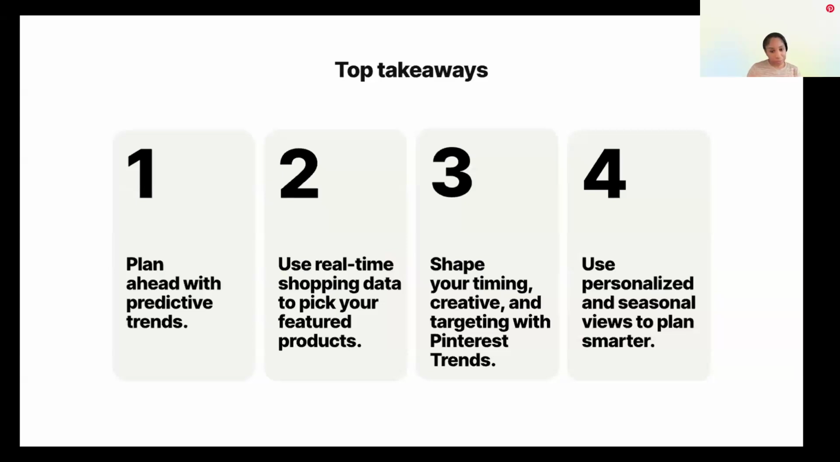We're going to wrap up with a recap of our top takeaways. Pinterest Trends helps you discover what matters now and next. Then Pinterest Predictive Trends is to plan ahead, use real-time shopping data to select your featured products, and streamline your workflows by creating campaigns directly from the Pinterest tool using your product categories. Next, use it to shape your timing, creative, and targeting. And then lastly, leverage Pinterest tools for personalization and seasonal views to plan smarter.